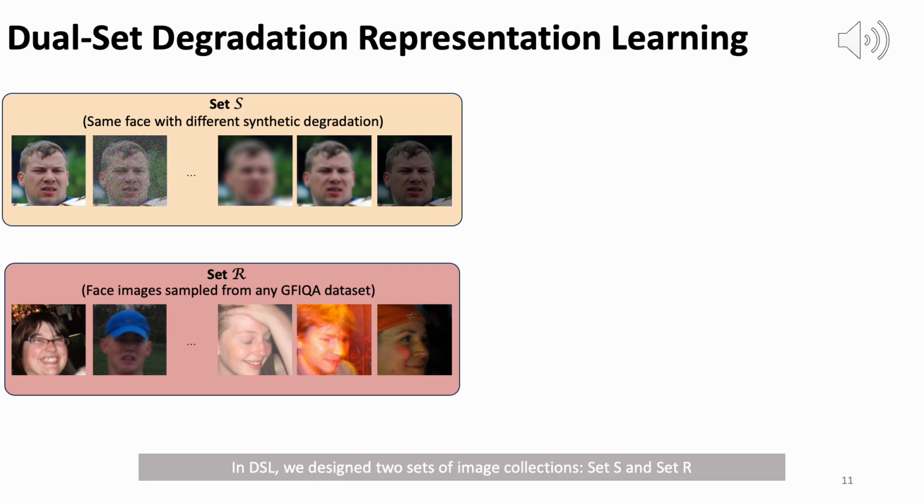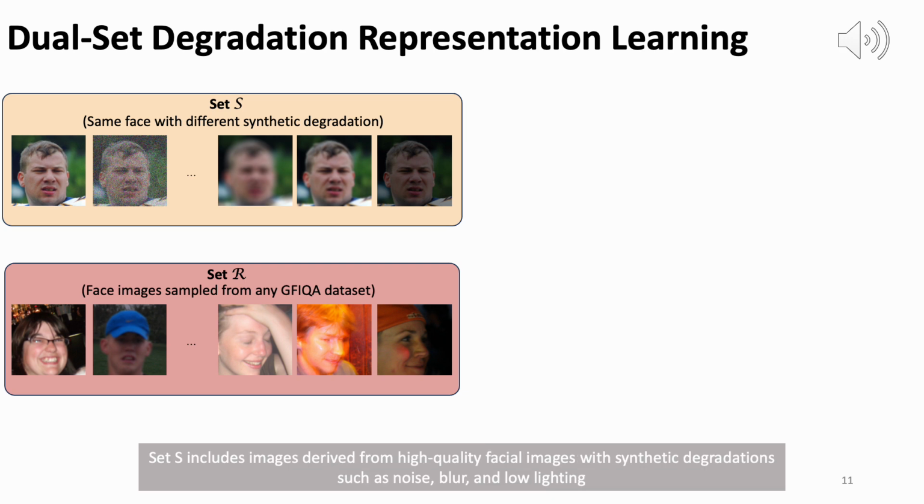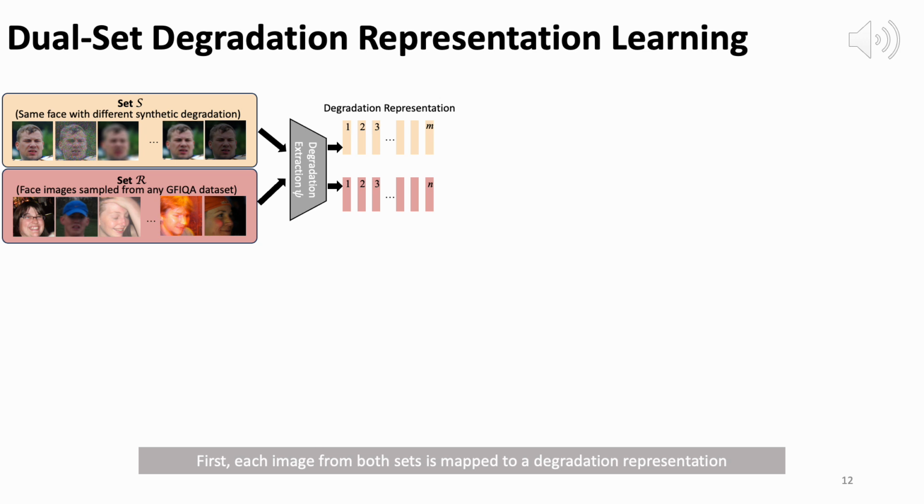In DSL, we design two sets of image collections, Set S and Set R. Set S includes images derived from high-quality facial images with synthetic degradations such as noise, blur, and low lighting. This set acts as a controlled environment, allowing us to explore diverse degradations under constant content conditions. Set R contains images from real facial datasets, each with different content under real-world degradation conditions, reflecting the diversity of real-world degradations. First, each image from both sets is mapped to a degradation representation.